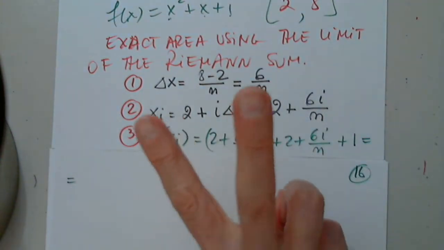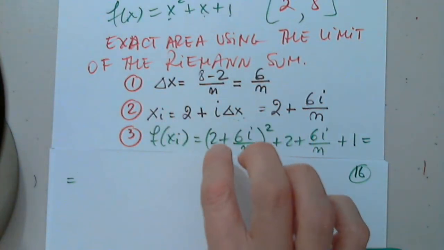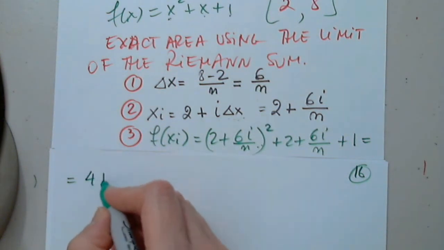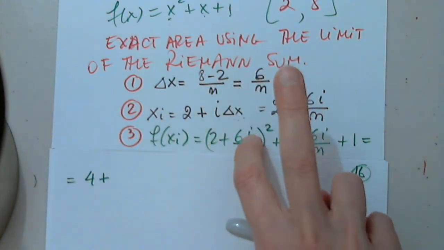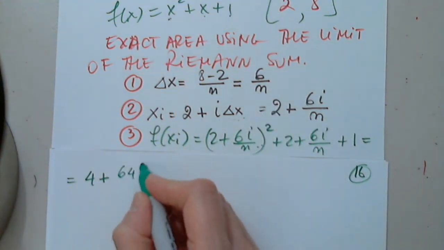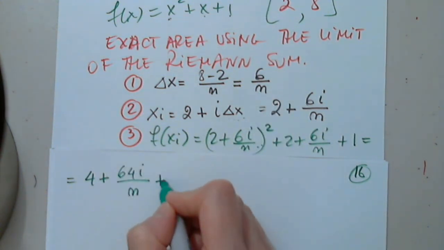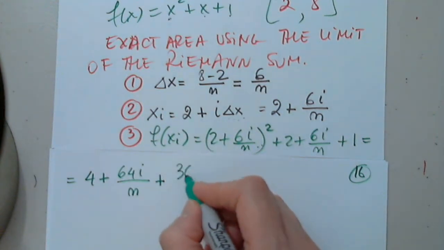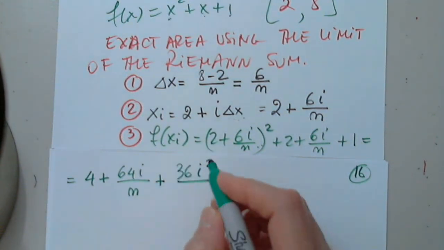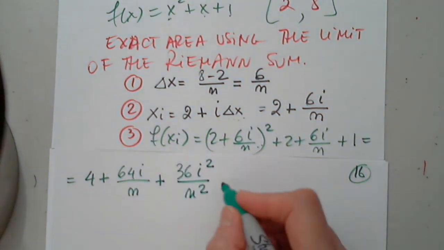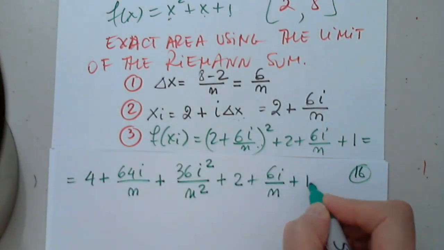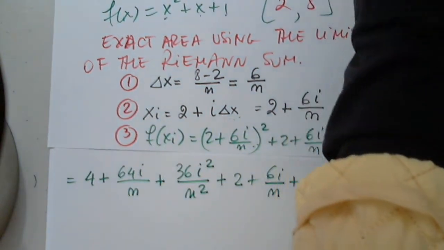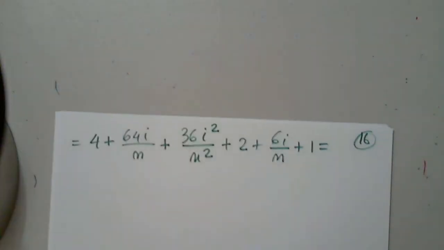Remember, a binomial squared has 3 terms. The first term squared, 4, plus 2 times 2 is 4, times 6 is 24i over n, plus 36i squared over n squared, plus 2 plus 6i over n plus 1. And now I will put everything in descending order and clean it up.